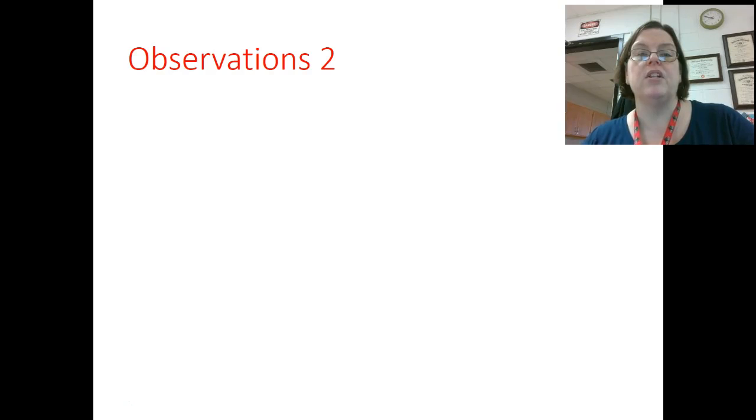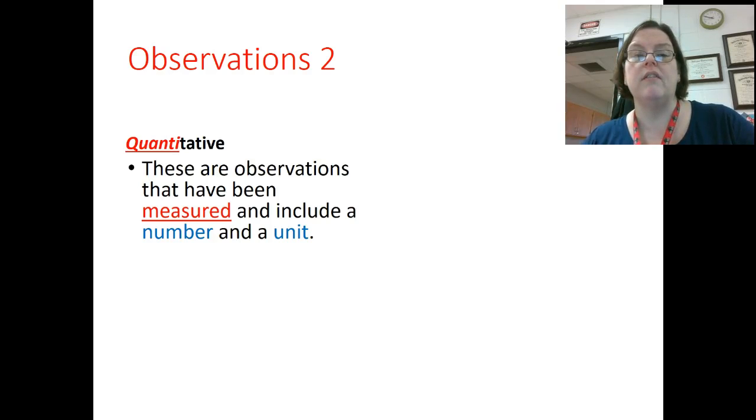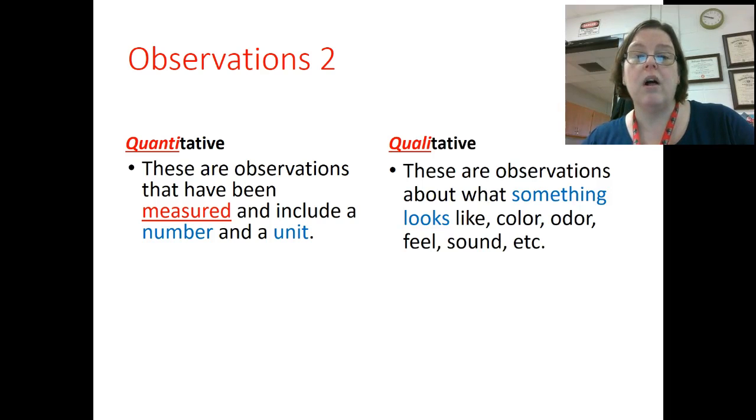Second part to observations, we can have observations that are quantitative, and quantitative observations are those that have been measured and must have a number and a unit. Qualitative observations are observations that tell us a quality, what something looks like, the color, the odor, the feel, the sound. So anything that's not been measured is called a qualitative observation.